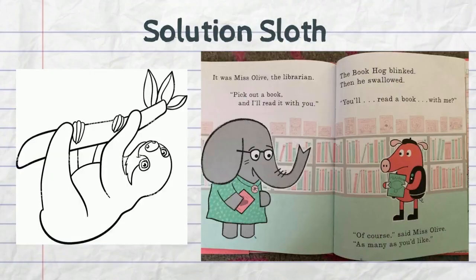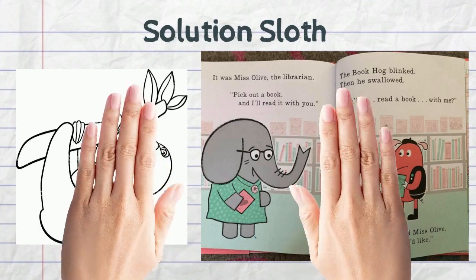A solution sloth reminds us to think about how the problem in the story was solved or what the solution is. The problem in The Book Hog is that he doesn't know how to read. The solution is that he goes to the library and the librarian teaches him how to read.